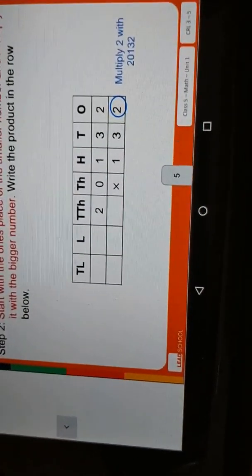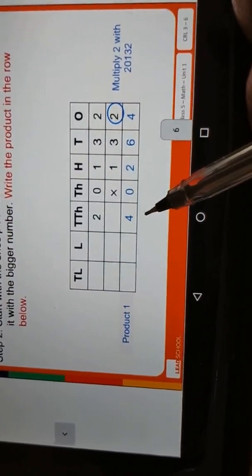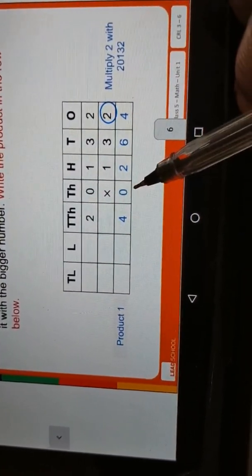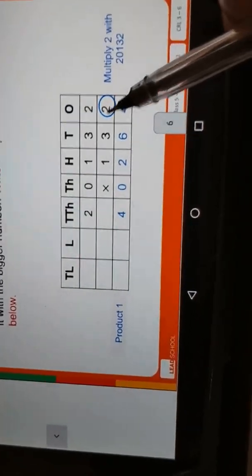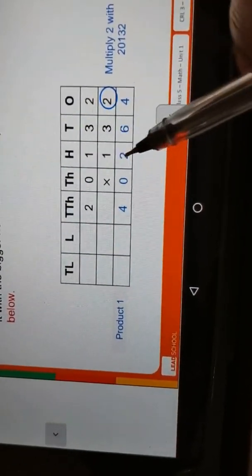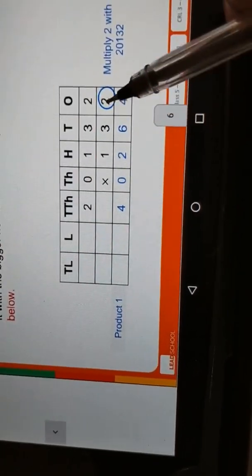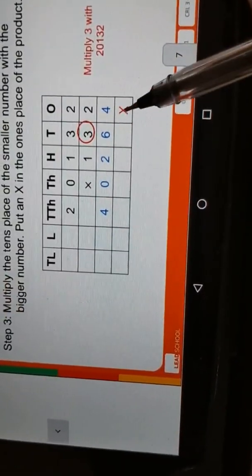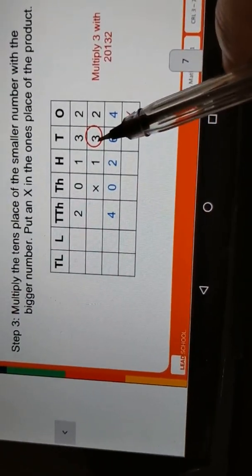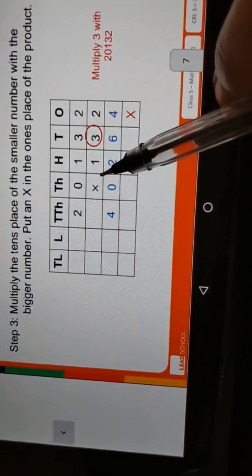So the answer will be 4,264. 4 twos are 8, 4 threes are 12, 4 ones are 4, 4 zeros are 0, 4 twos are 8. Then we have to put a cross mark here and then we have to multiply 3 by 20,132.